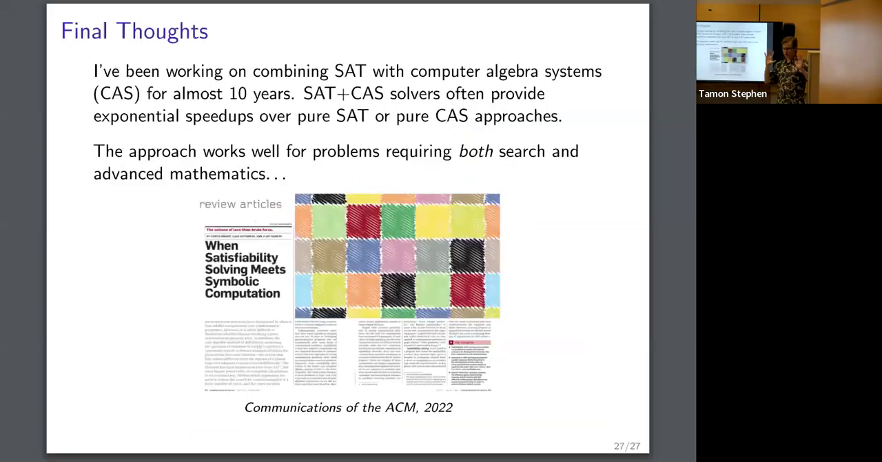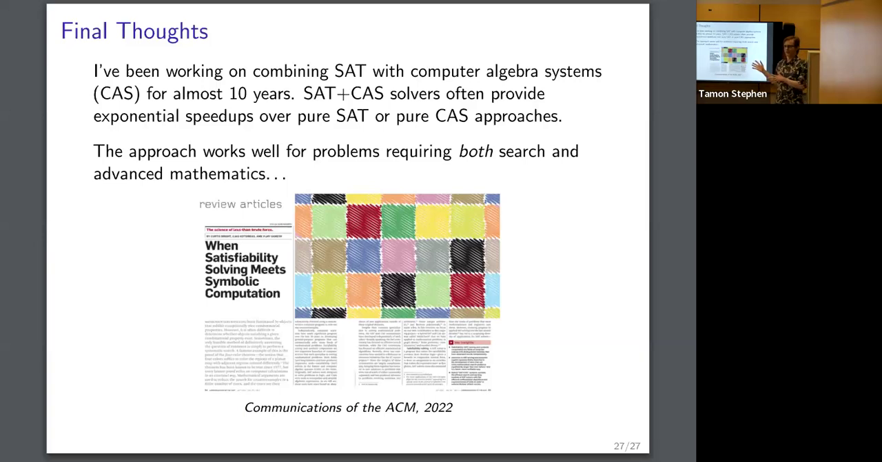Okay, so I just want to summarize by pointing out this is not an isolated incident. I've been working on SAT plus computer algebra for about a decade now, and I see the same sort of behavior quite frequently in the problems I encounter. You might have an exponential time algorithm for computer algebra and SAT, but they're orthogonal techniques. The SAT solver is very good at search problems, whereas the computer algebra system is very good at mathematical algorithms. They have really clever algebraic techniques that can be very helpful.